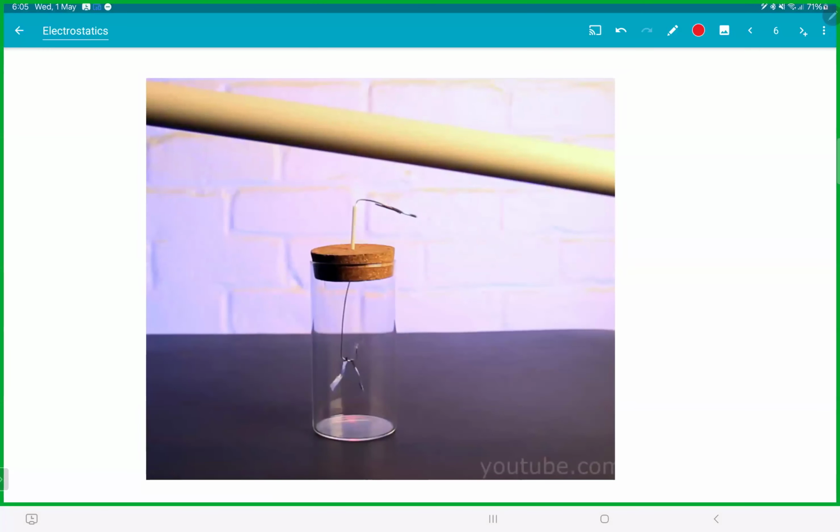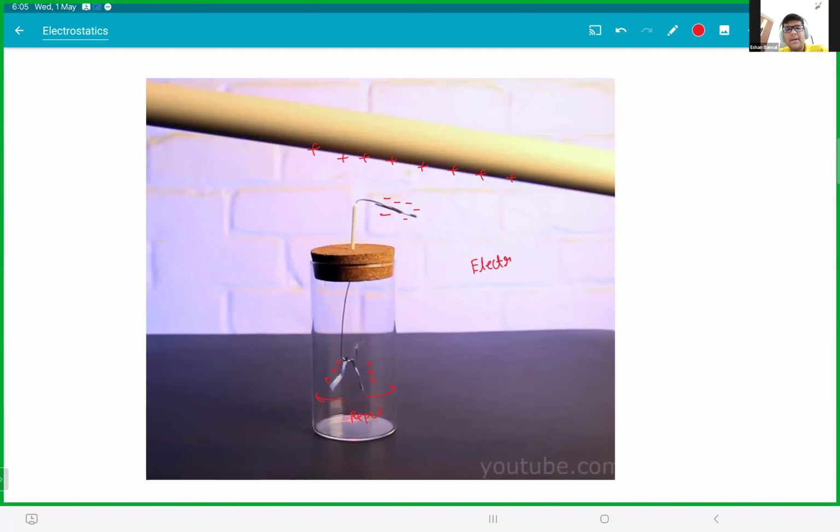So if this was positive charge, this will induce a negative charge on this. Because this is negative, this guy becomes positive, this guy becomes positive. This and this will repel. This is what happens in an electroscope.